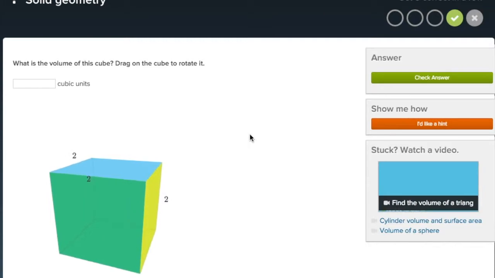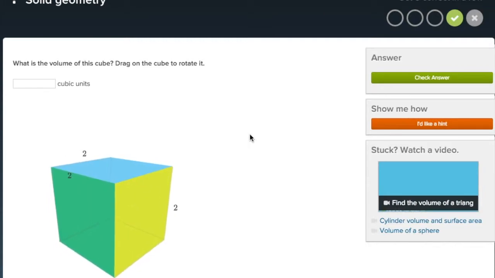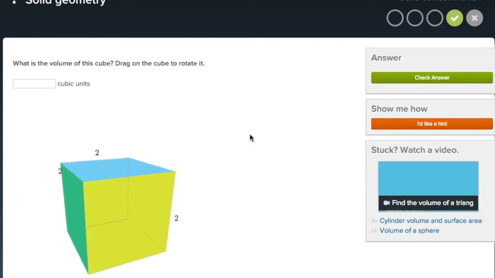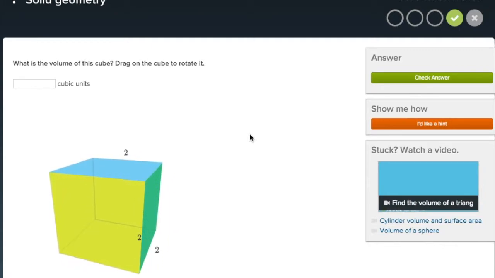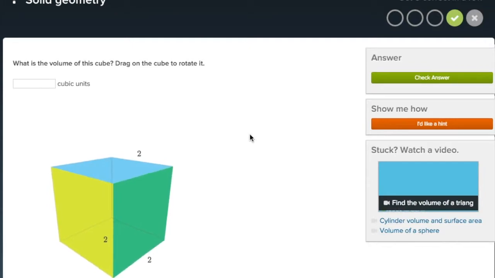Take a look at solid geometry. There's a couple of different types of questions you might encounter in this, so make sure you do read the questions carefully. They may trip you up because they're looking for different things, and there's different ways of doing them.